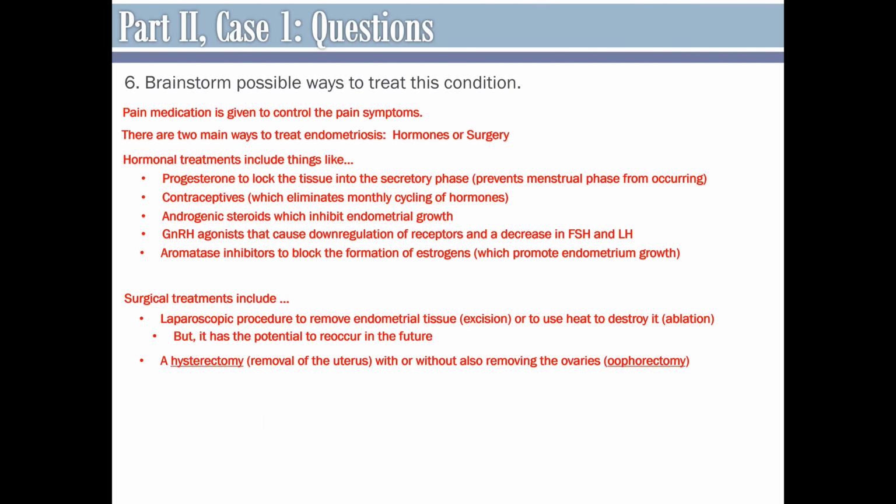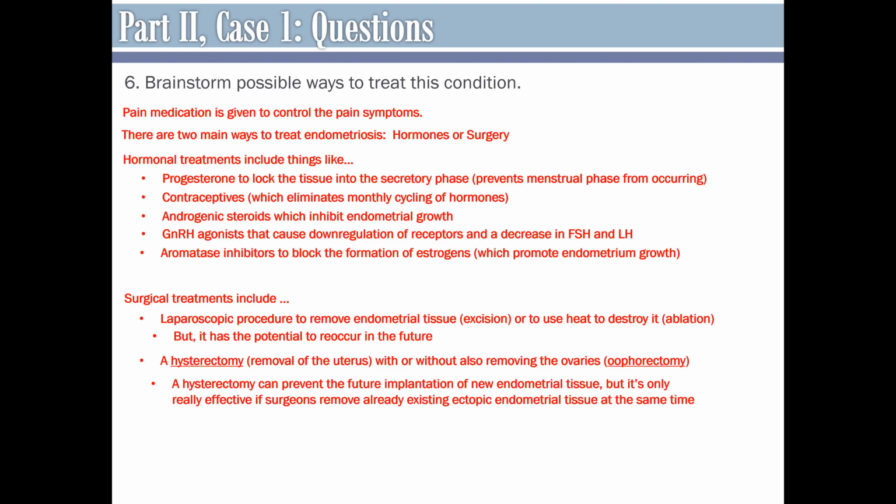A hysterectomy, which is the removal of the uterus, can also be done with or without also removing the ovaries, which is called an oophorectomy. So a hysterectomy can prevent the future implantation of new endometrial tissue, but it's only really effective if the surgeons remove already existing ectopic endometrial tissue at the same time. Removal of the ovaries will stop all of the hormones that cause the endometrial tissue to change, but then it will also cause menopause.